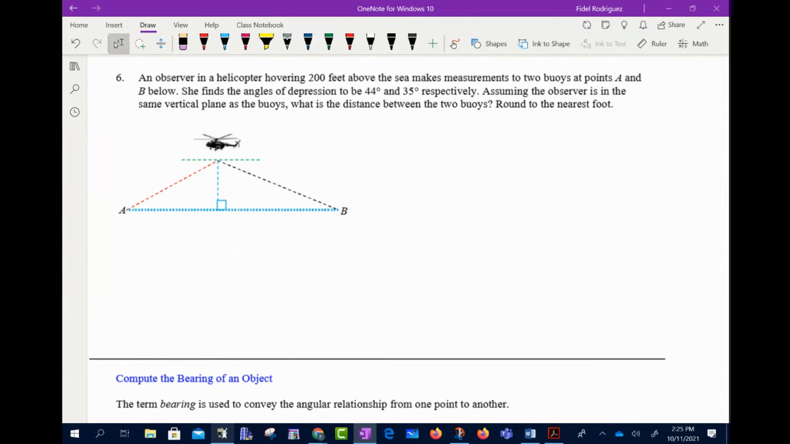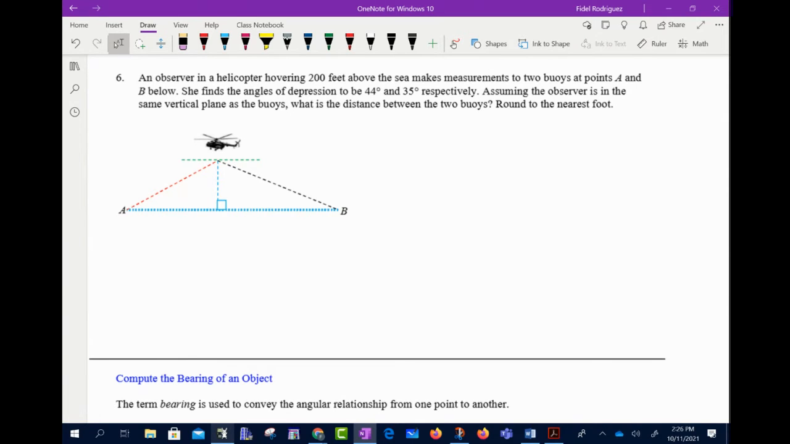Yeah. Okay. All right, so guys, let's take a look at this next problem here, number 6, and it says an observer in a helicopter hovering 200 feet above the sea makes measurements to 2 buoys at points A and B below. She finds the angles of depression to be 44 degrees and 35 degrees respectively. Assuming the observer is in the same vertical plane as the buoys, what is the distance between the 2 buoys?